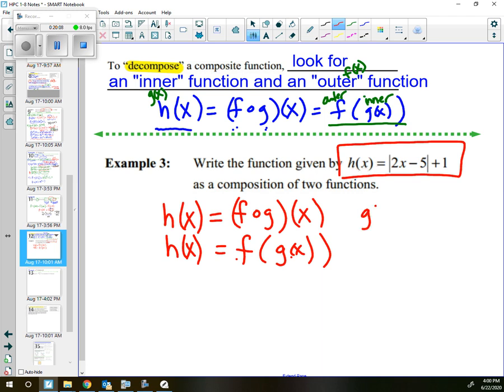So let's talk about it both ways. I'm going to say g of x equals, and I'm going to call that inner just so we can keep that going here. And then the outer function is going to be our f of x. So what rule would that have to be?